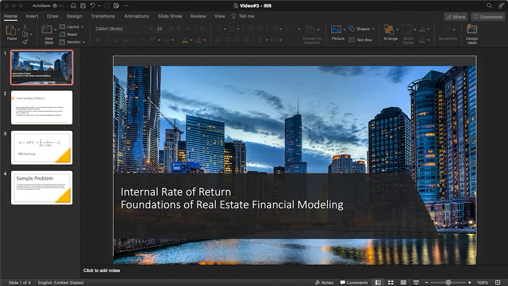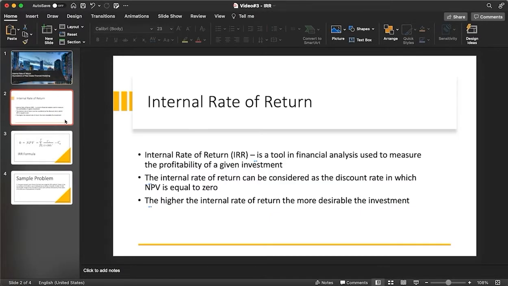But without further ado, let's jump into what's an internal rate of return. So an internal rate of return is a tool used in financial analysis to measure the profitability of any given investment. Usually you're comparing two projects and you look at their internal rates of return to analyze which one's better. The way to calculate the internal rate of return by hand is you would make the net present value equation equal to 0 and you would get that discount rate, which would be the internal rate of return. And obviously, the higher the internal rate of return, the more desirable the investment is.